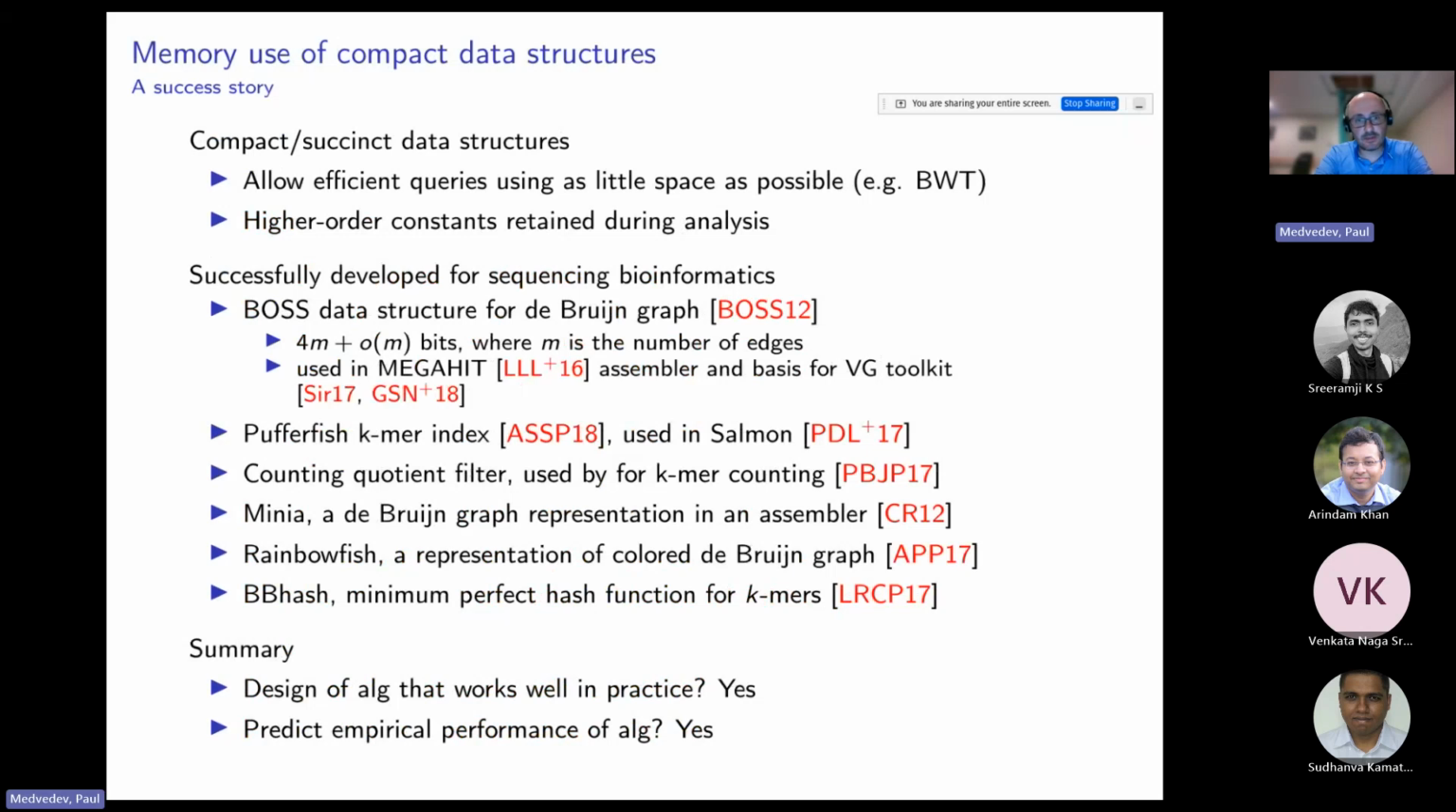So yeah, this has really been successfully applied and developed in sequencing bioinformatics. There are lots of examples. One is the Bosch data structure. It takes 4m plus little o of m bits, where m is the number of edges, and it's used as a basis for tools that are really widely used in practice. And that's sort of the oldest example that I could find. There's a lot more. So this is kind of a success story.